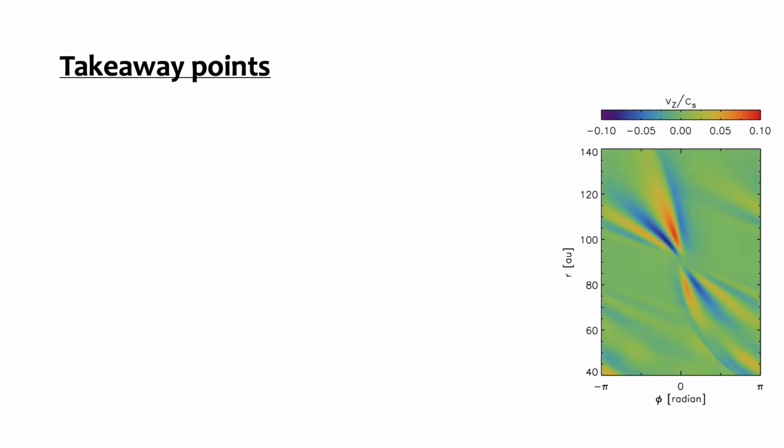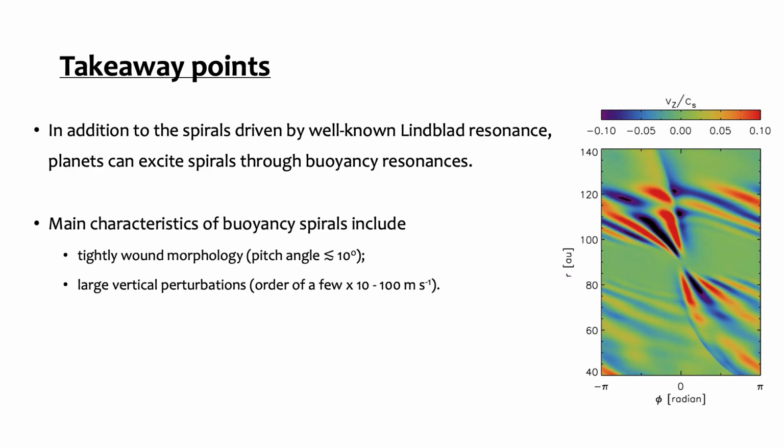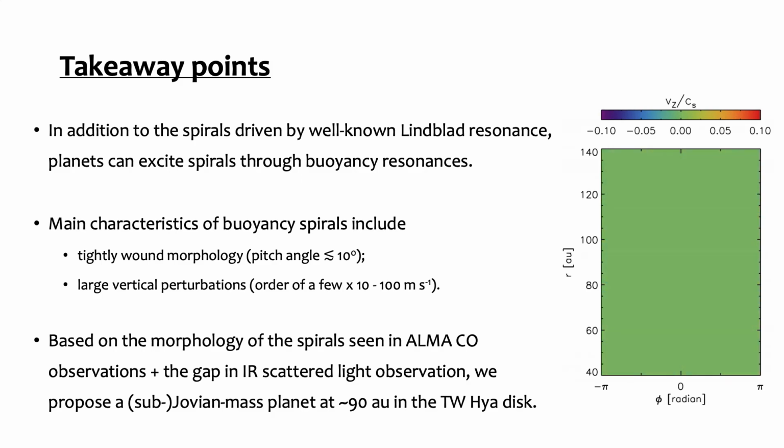So here's my takeaway point. In addition to the spirals driven by Lindblad resonance, planets can excite spirals through buoyancy resonances. And two main characteristics are that they are very tightly wound and they induce large vertical perturbations of the order of a few tens to 100 meters per second, which we can observe with ALMA. And based on the morphology, we propose that there could be a sub-Jovian mass planet at 90 AU in the disk.